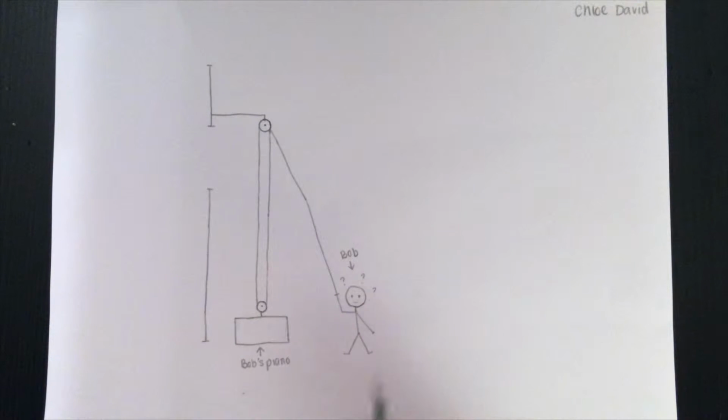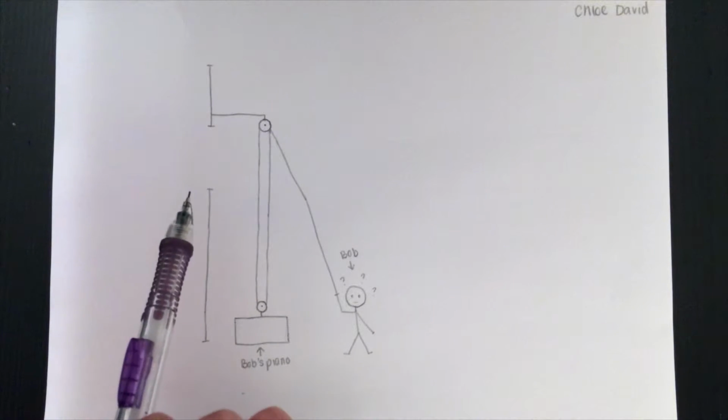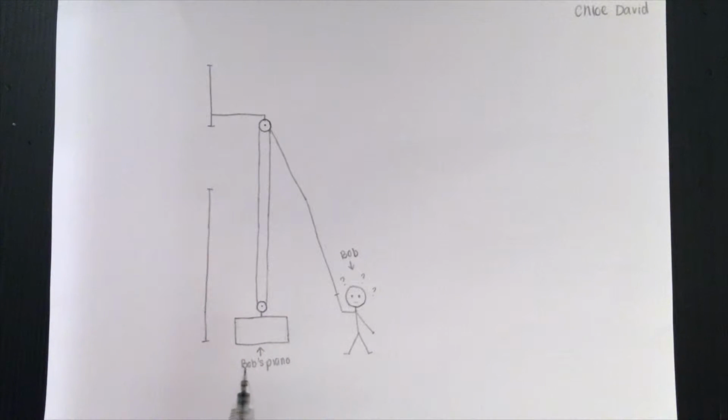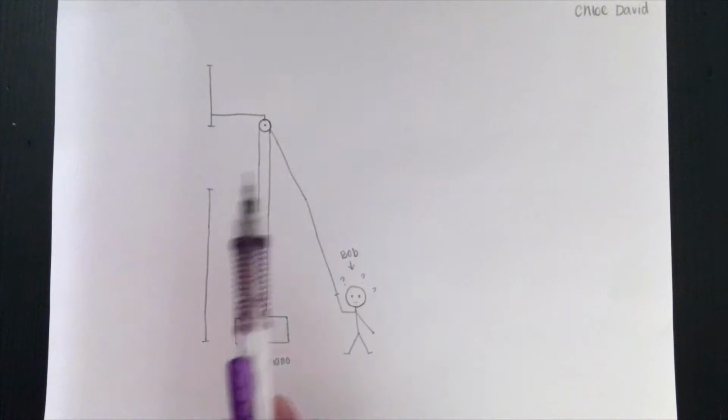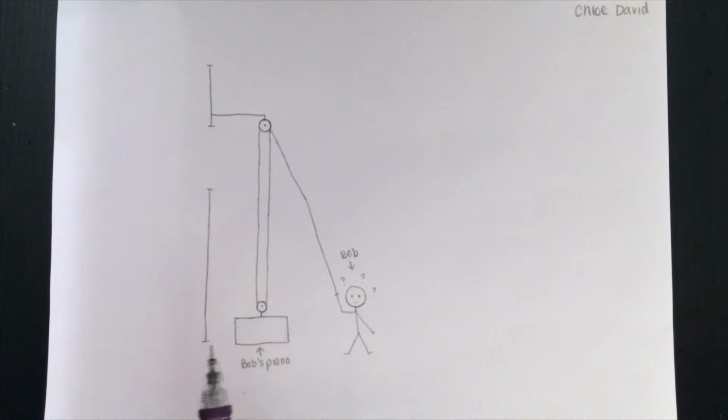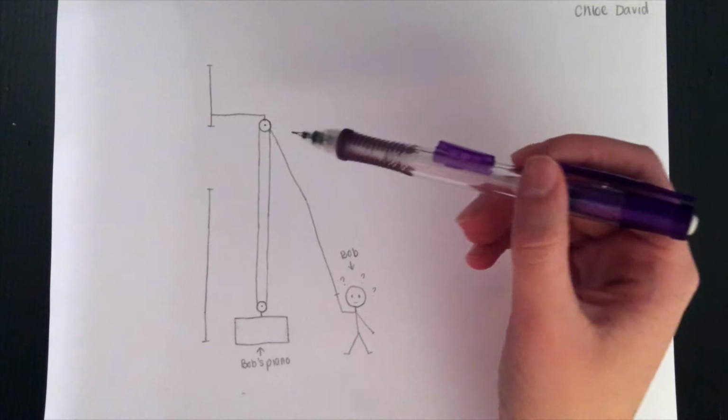Okay, for this problem, Bob, the physics student, wants to lift his piano up to the second floor of his house. The problem is that the piano is too heavy for Bob to lift just by himself with a rope. So he decides to use a simple machine. In this case, he decides to use pulleys.